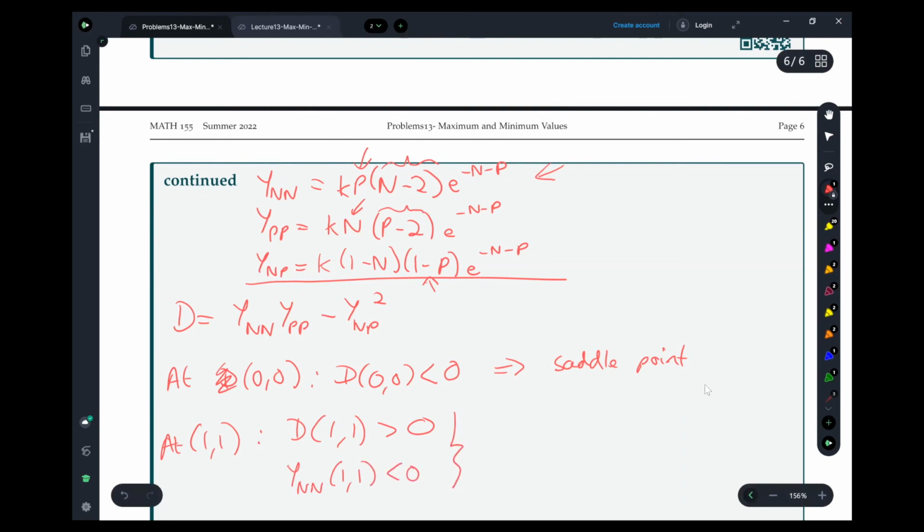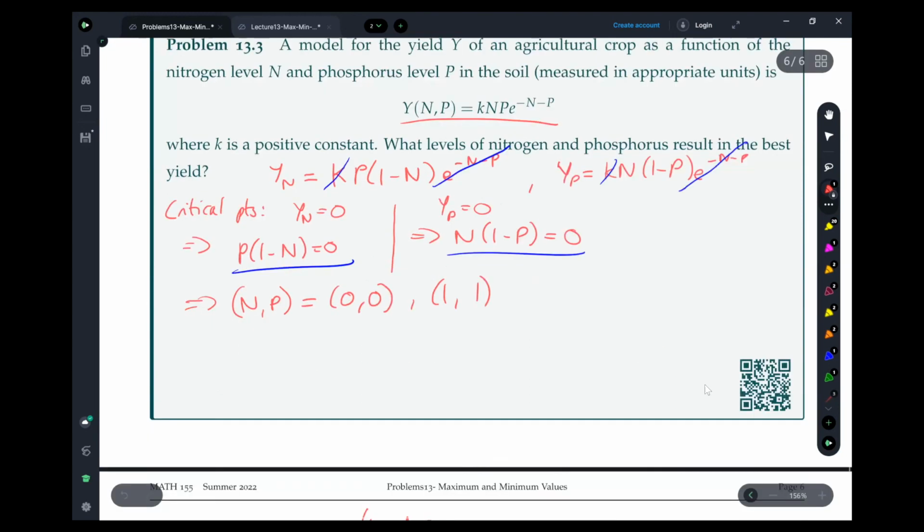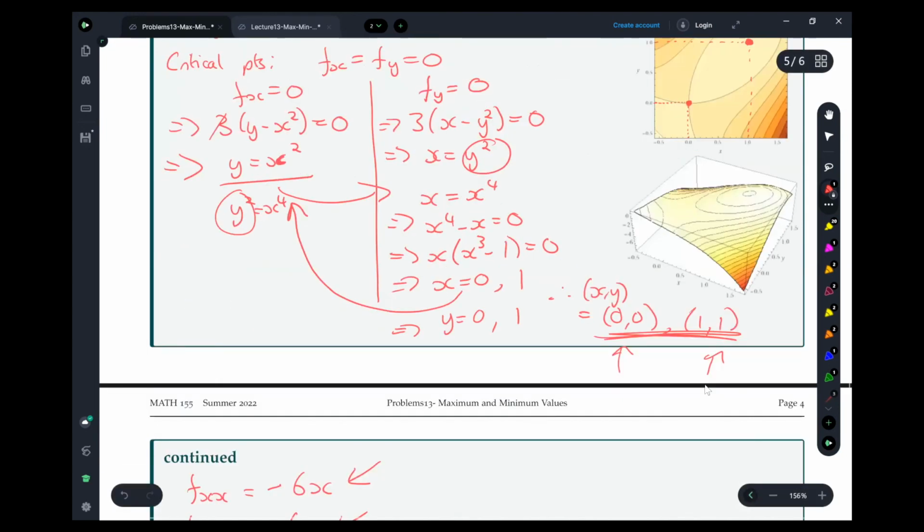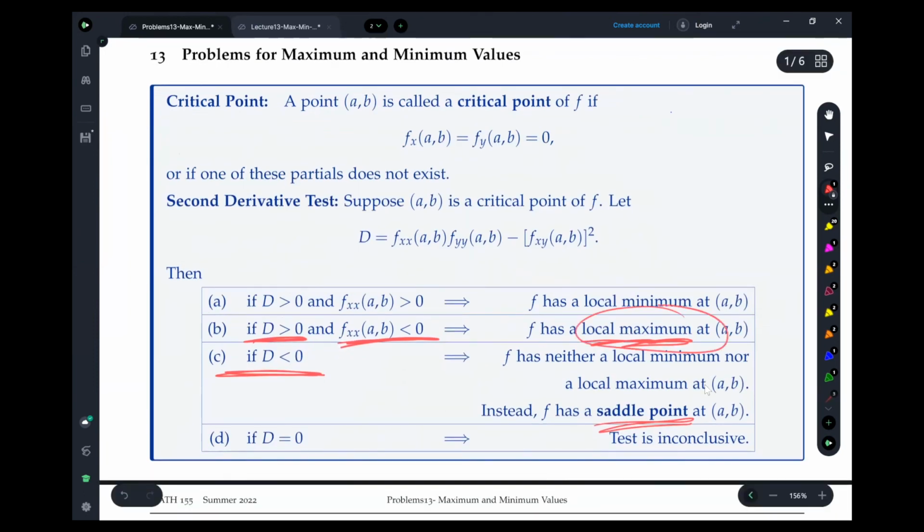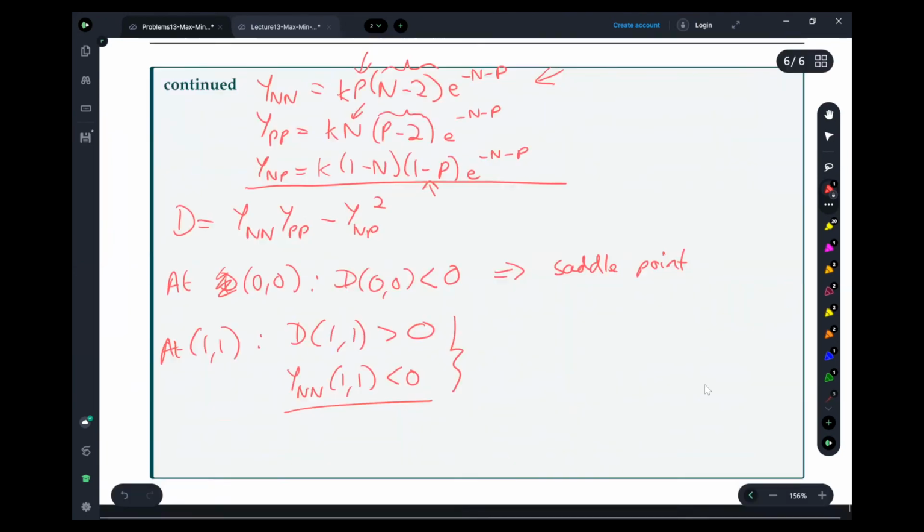So what does that give me? What's the classification for that critical point? D is positive, and the second partial here is negative. So if we go back to our table, in this case we have a local maximum. Okay, so it tells me that we achieve the maximum yield when n is 1 and p is 1.